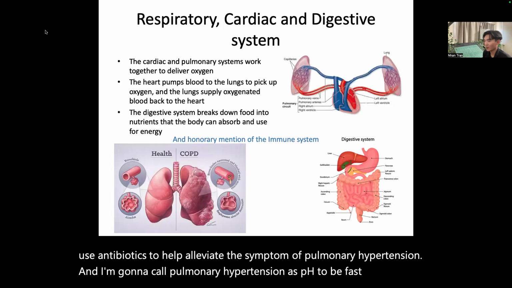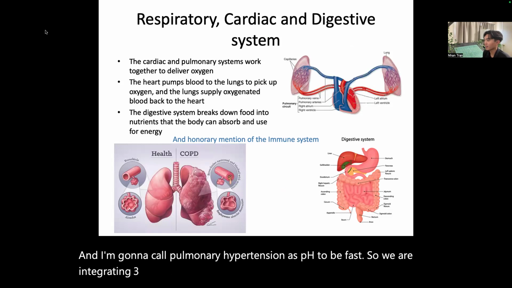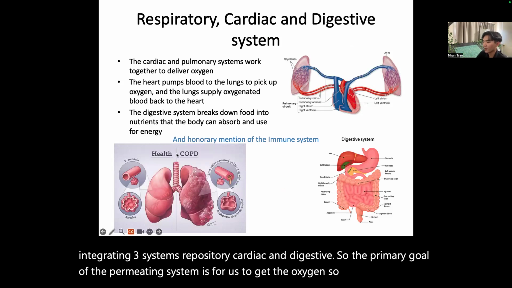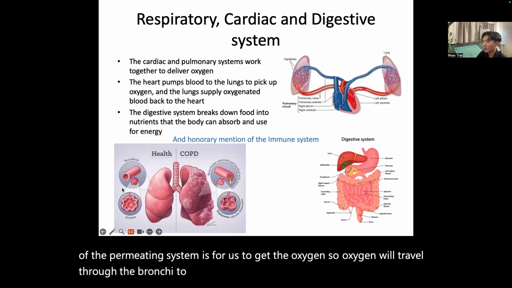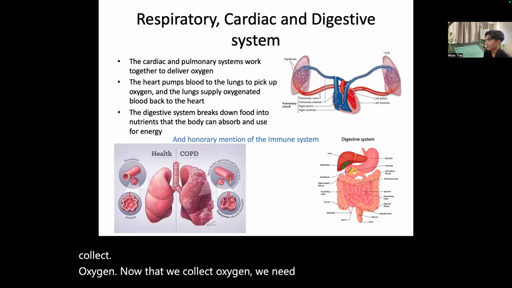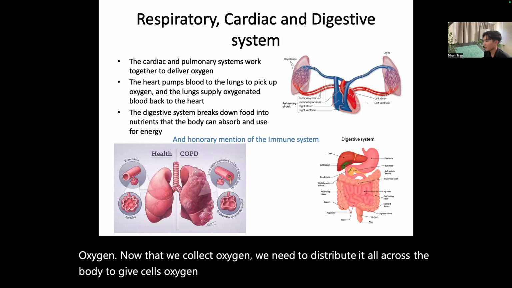So we are integrating three systems: respiratory, cardiac, and digestive. The primary goal of the pulmonary system is for us to get oxygen. So oxygen would travel through the bronchi to the bronchioles through the alveoli, and that's where we collect oxygen. Now that we collect the oxygen, we need to distribute it all across the body to give cells oxygen to do respiration, right? So that's where the role of the heart comes in.